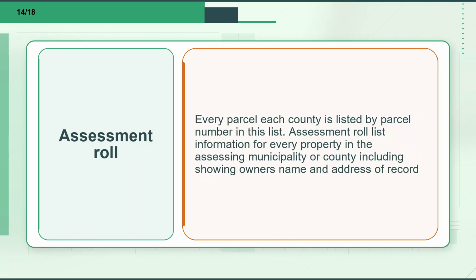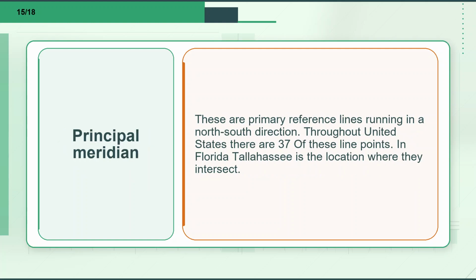Flashcard 14. Term: assessment roll. Definition: every parcel in each county is listed by parcel number in this list. The assessment roll lists information for every property in the assessing municipality or county, including the owner's name and address of record. Flashcard 15. Term: principal meridian. Definition: these are primary reference lines running in a north-south direction. Throughout the United States there are 37 of these lines. In Florida, Tallahassee is the location where they intersect.